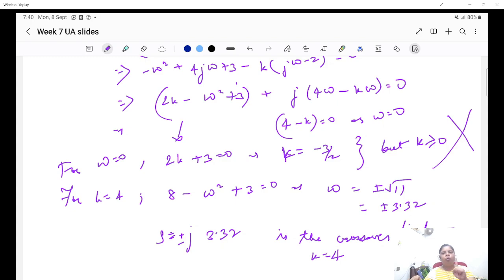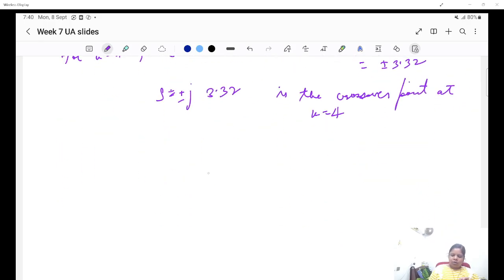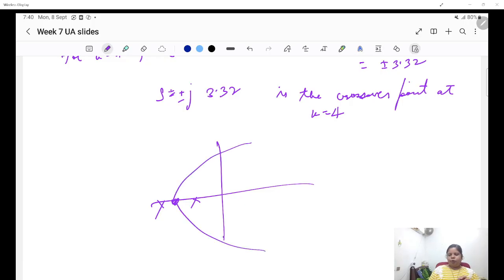And where are they going to meet? They are going to meet at two points: one is the breakaway point, one is the break-in point. So these two poles are definitely going to break away from here. They are going to have a crossover point here, at 3.32j and minus 3.32j, and here there is your zero at 2. They are going to come over here and they are going to break in.